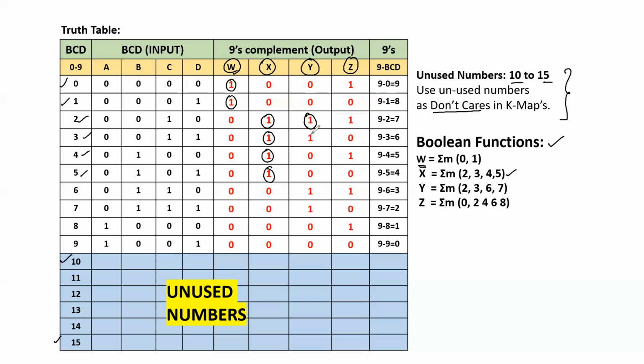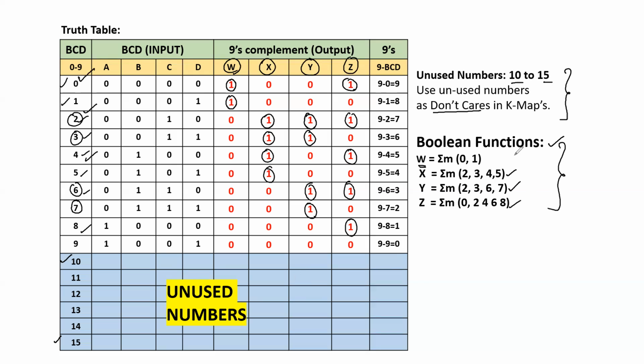Next for Y, these two and these two. Okay, so for these two, the numbers are 2, 3, and for these two, the numbers are 6 and 7. That's why I have written 2, 3, 6, 7. Similarly, for Z also, we should write the minterm numbers: 1, 1, 1, 1, and 1. So this is the equivalent value of 0. Next one, 2, 4, 6, and 8. Okay. So in this way, we should write the equivalent minterm numbers for the output variables.